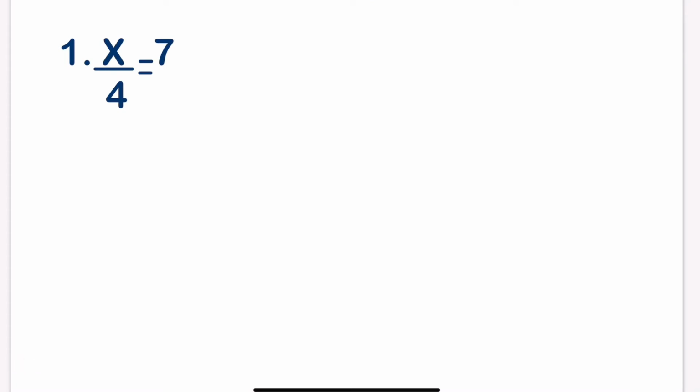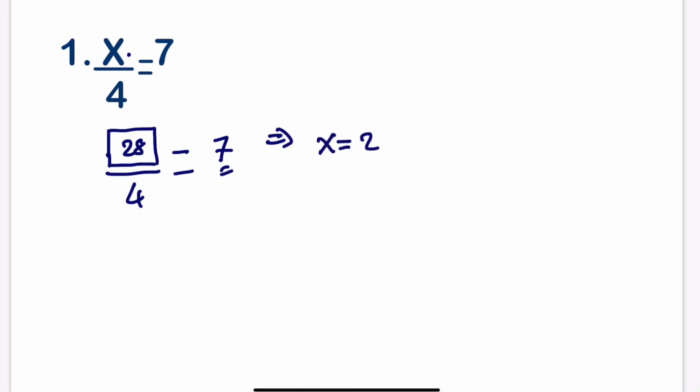To solve this problem, let us use critical thinking first. Our unknown is x, so I can draw a rectangle for the unknown divided by 4 equals 7. Which number divided by 4 is equal to 7? Of course, it's 28. 28 divided by 4 is equal to 7. So this implies x is equal to 28.